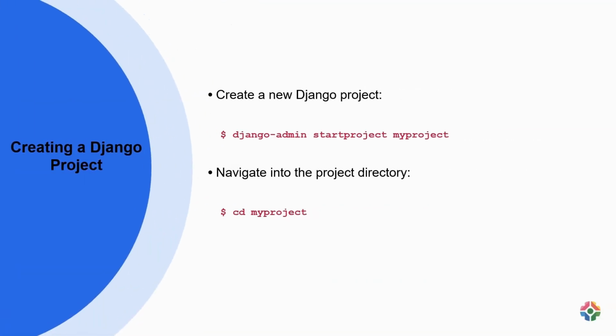To begin a new Django project, use the command django-admin startproject myproject to create a new project named myproject. After that, navigate into the project directory by using cd myproject. For example, this allows you to efficiently organize and manage your Django project files and functionalities.